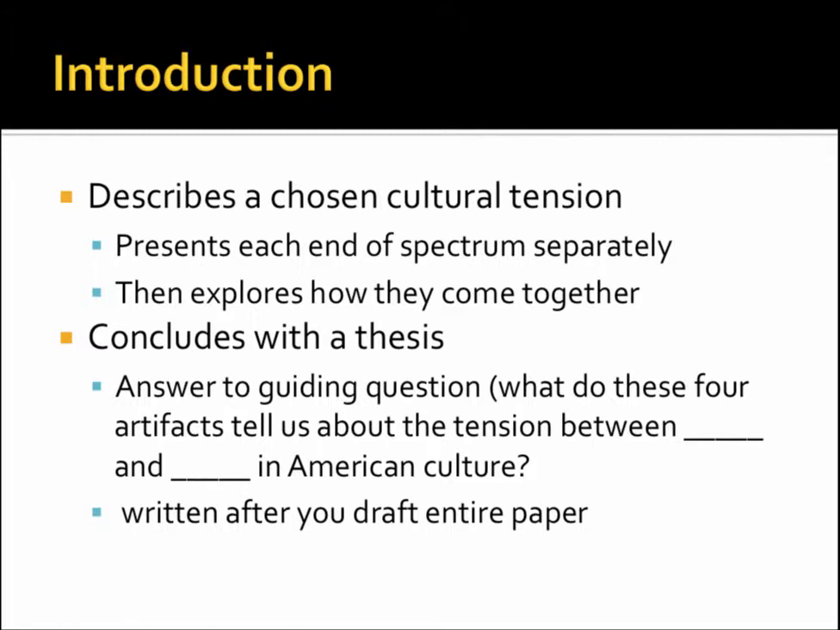Then I'm going to wrap my intro up with a thesis that answers the guiding question. Now, the guiding question for this paper is going to be just like what we've been doing all semester, except for 4 artifacts. So what do these 4 artifacts tell us about the tension between X and Y? In the examples I'm talking about, what do these 4 artifacts tell us about individualism and community in American culture, or traditional femininity and ideals of equality in American culture, or any one of the tensions that you can choose from our cultural tensions handout.